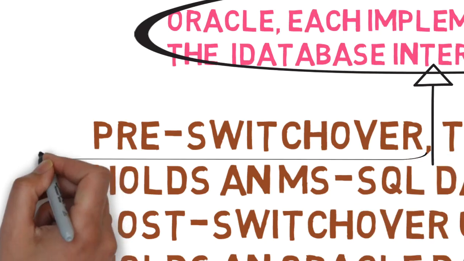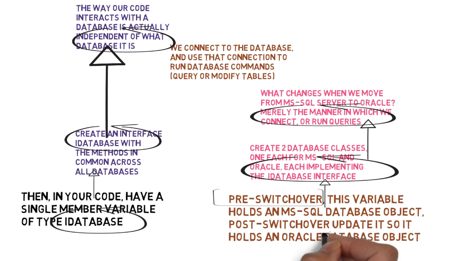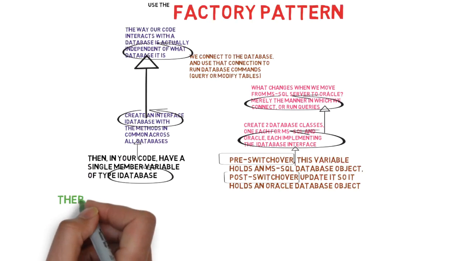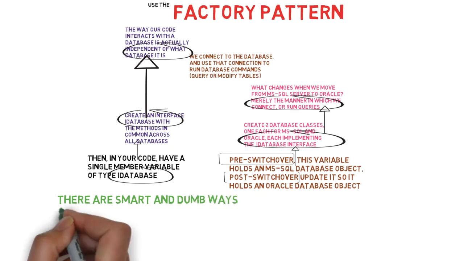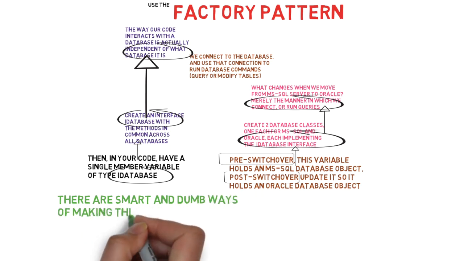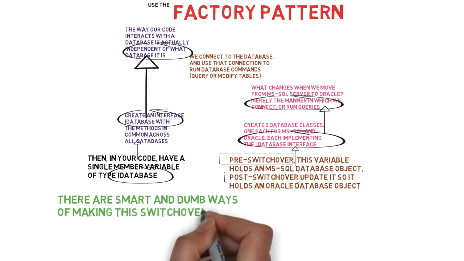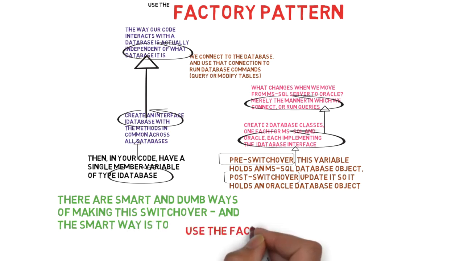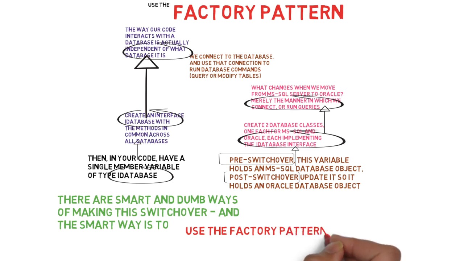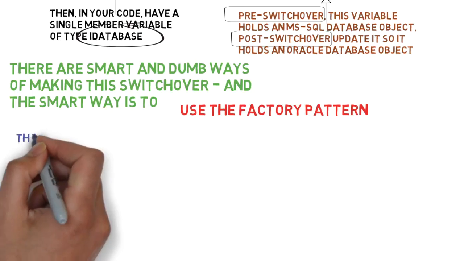So remember, pre-switchover, this variable will hold the MS SQL database object, and post-switchover, it will be updated to hold an Oracle database object. Now, there are several ways of doing this. There is a smart way and a multitude of dumb ways. And the smart way is, of course, to use the factory pattern. So let's see how we can use the factory pattern to help us make this switchover smooth. But before that, we'll look at a couple of dumb ways of achieving this, and we'll talk about why they are dumb.